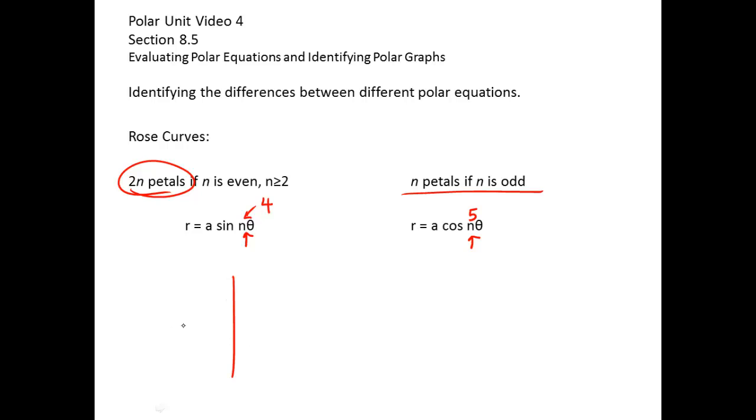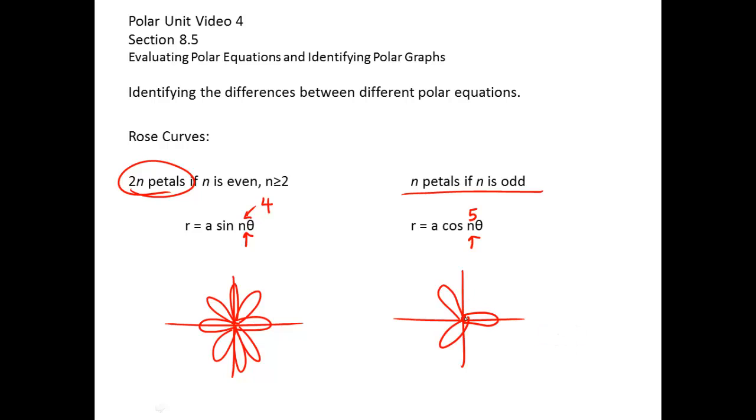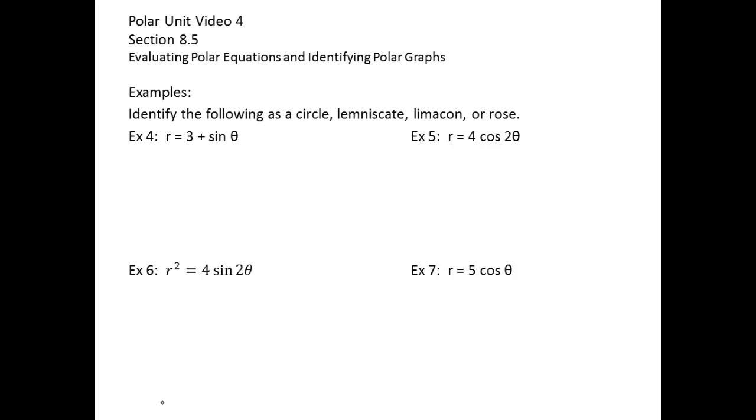So these will look something like this. This one would have 8 petals that I'm going to draw. So 8 petals. And an odd one, I'm going to draw one with 3 petals, would look like this. And they all are centered at the pole. Those are called rose curves.